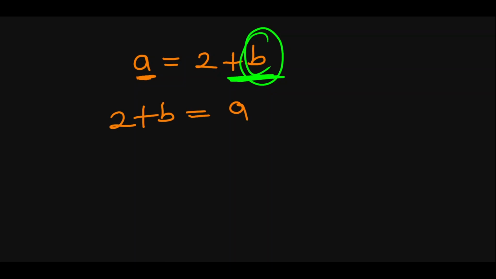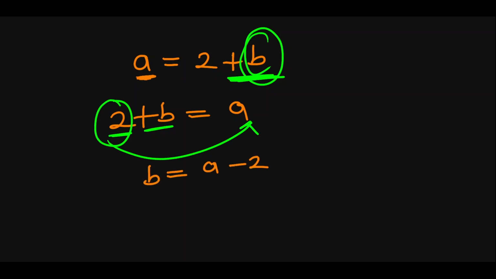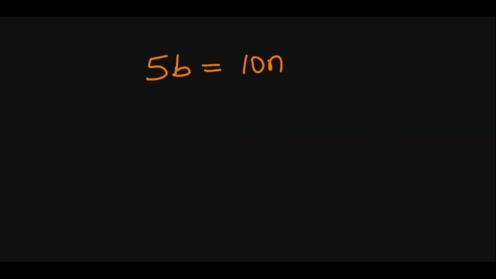Now, the connection between 2 and b is just plus. So what do we do? We move the 2 to this side, and then it becomes b is equal to a minus 2. Remember, it becomes minus 2. Reference is lesson 2. And that becomes the answer. So now, b is the subject of the formula. Let us take another example of subject of the formula or rearranging a formula before we now take examples. Now look at this example. 5b is equal to 10n.